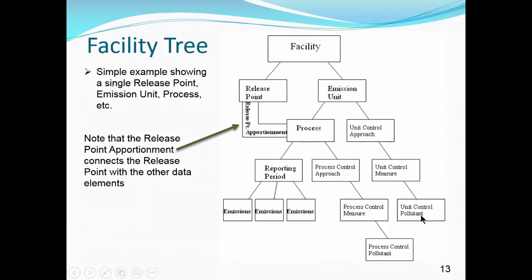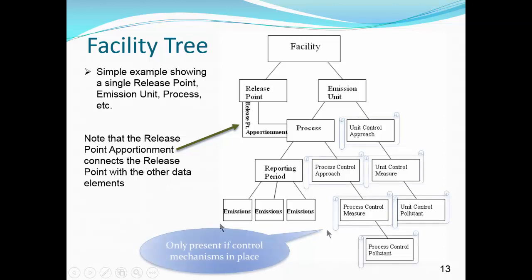So this looks really complicated, but it's probably a lot simpler for the point sources that you are going to be inventorying. Only if control mechanisms are in place. Obviously, if you've got, like, oh yeah, we've got a bag house, but we haven't used it in 20 years, then you don't need this information. If control mechanisms are in place, then you do need this information.